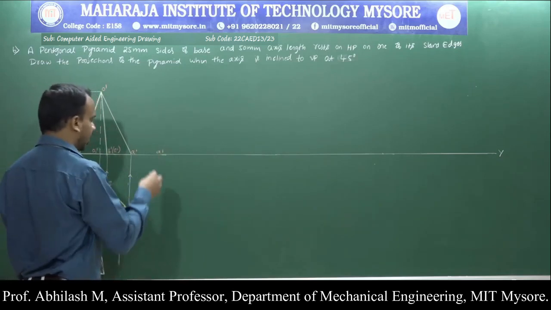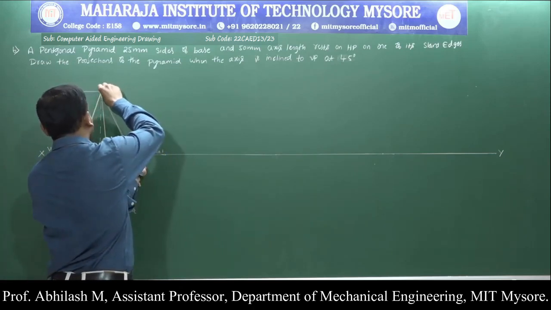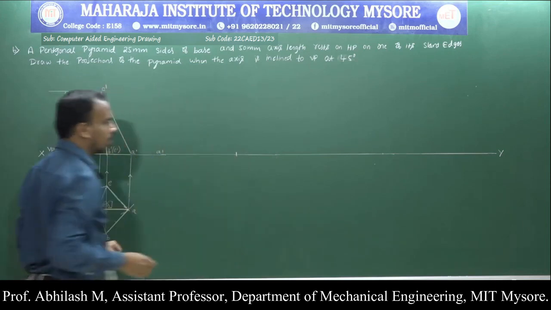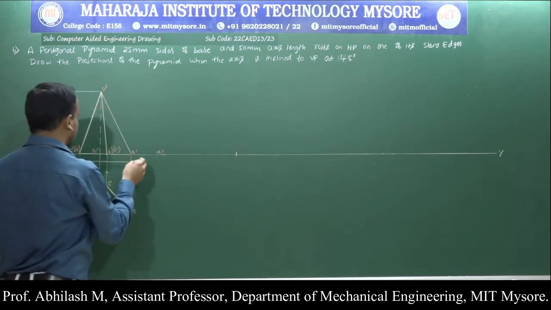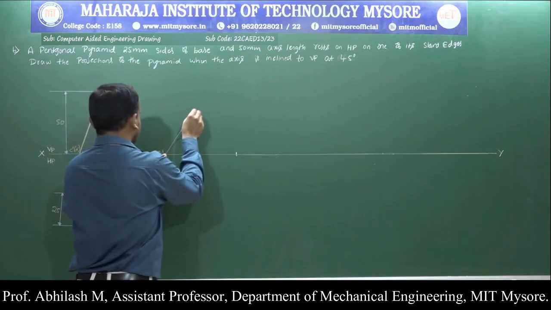I have identified the point A dash. The next point we are supposed to identify is O dash, that is the apex point. Then I am supposed to identify the points C dash and D dash from the A dash.